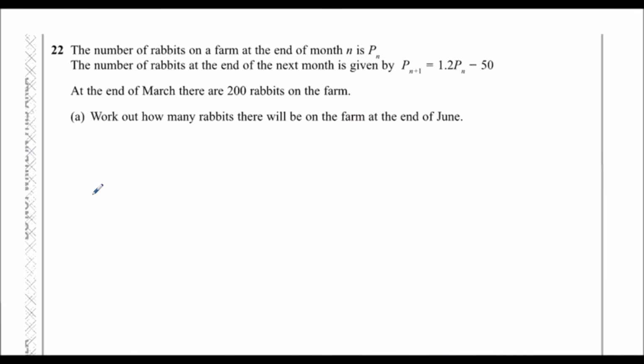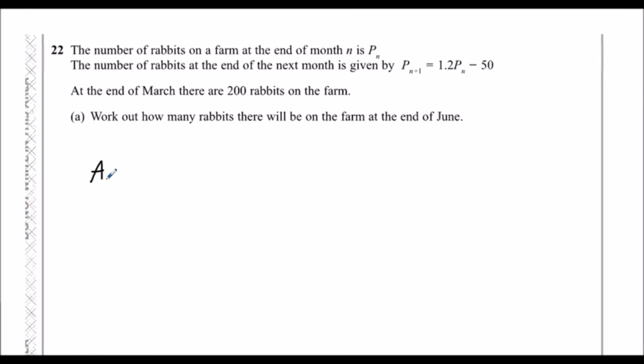Question 22. The number of rabbits on a farm at the end of month N is Pn. The number of rabbits at the end of the next month is given by Pn plus 1 is 1.2 times Pn minus 50. So the number of rabbits the next month is 1.2 times the number at the moment, take away 50. At the end of March there are 200. Work out how many there will be at the end of June.